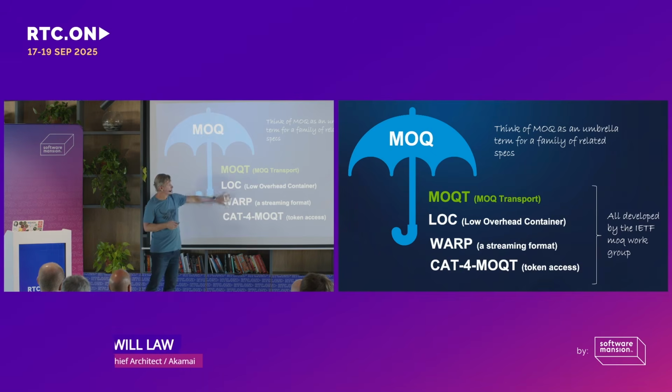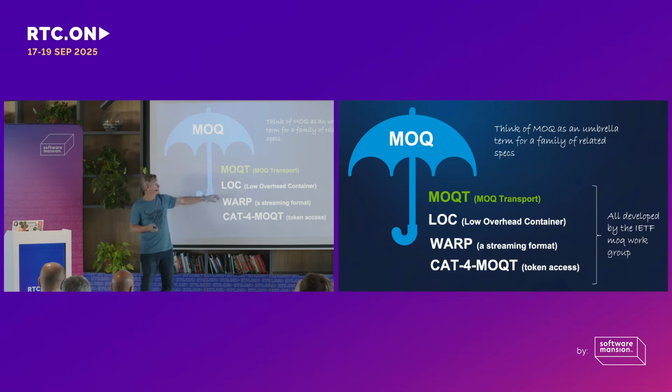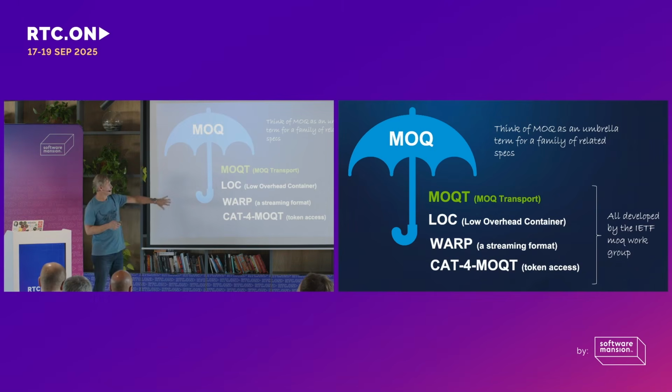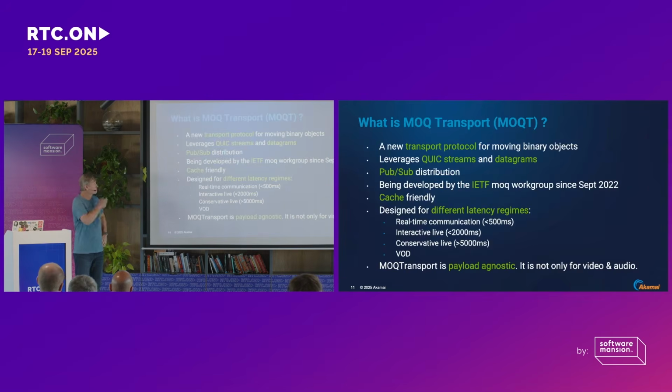But there's a bunch of other specs that make this one useful, right? Low overhead container, how do I package video and move it over here? Warp, a streaming format, basically how do I stream in a commercial sense? CAT for MOQ, how do I add token access and authentication and control to this system? So all of these are currently being worked on at the same time, and I put them under this umbrella of MOQ or MOQ, depending how you prefer to announce it.